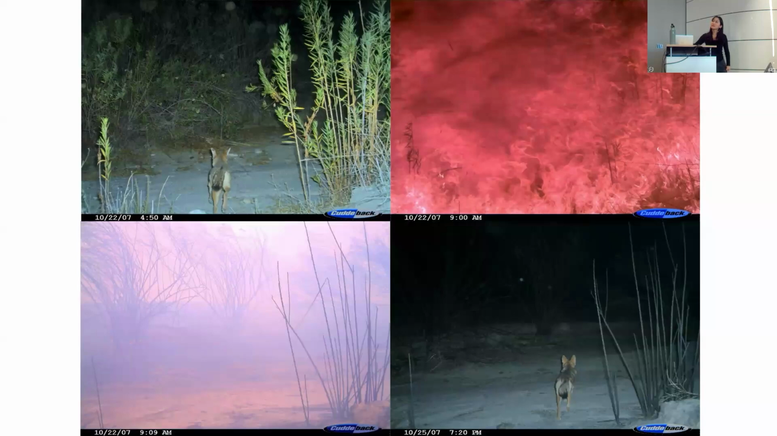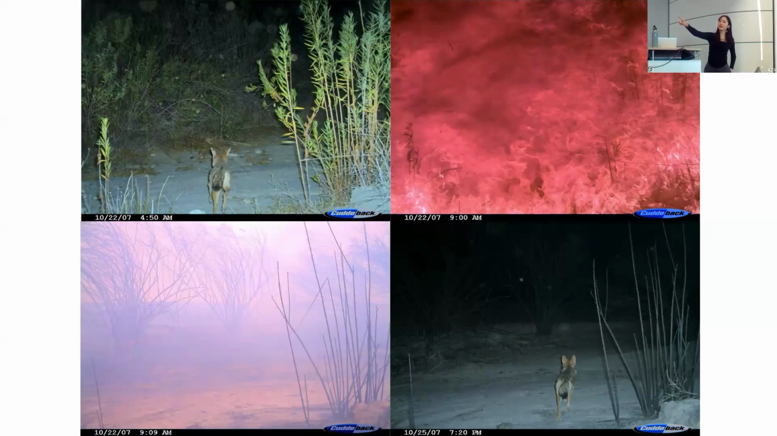This is a pretty gnarly picture that I think Sarah included. It's a picture of a coyote, and in every single square there's a temporal progression. So the coyote was there one day, and the next 2 days there was this really, really big fire. And then the fourth day, the coyote returned to the same environment.